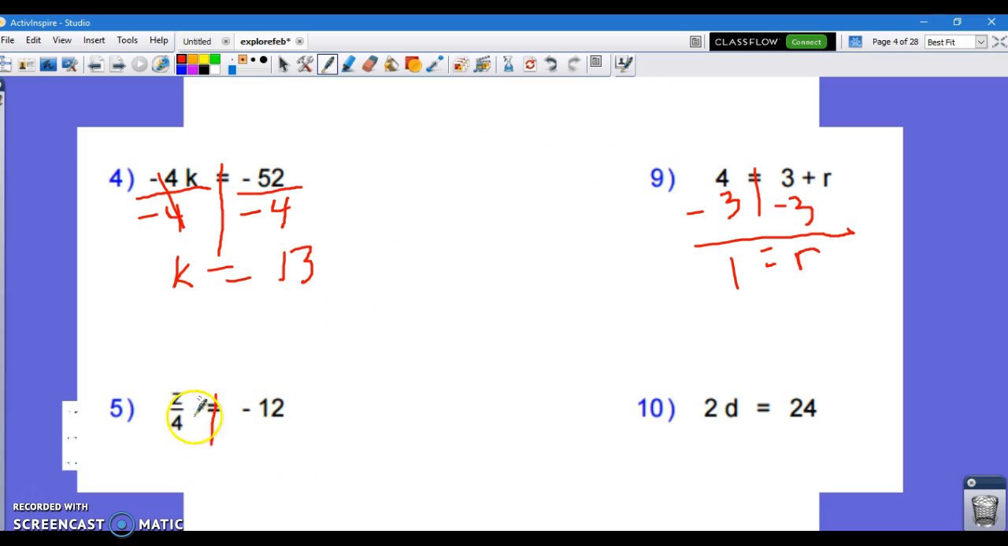For number 5. Okay? So number 5, anytime we see a fraction, it means division. So we're going to do the opposite of division, which is multiply. Remember, when we multiply or divide, just like we did up here, we're going to multiply or divide with the same sign that's already there. So I'm going to multiply this with a 4, and then multiply this side with a positive 4.